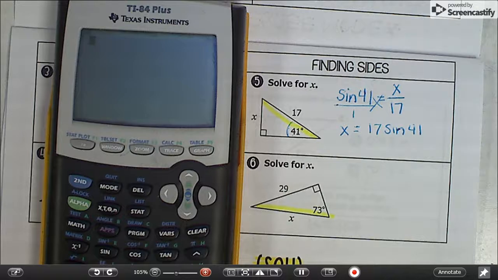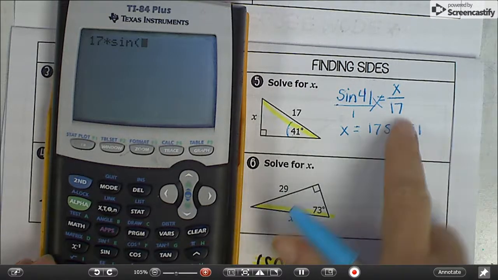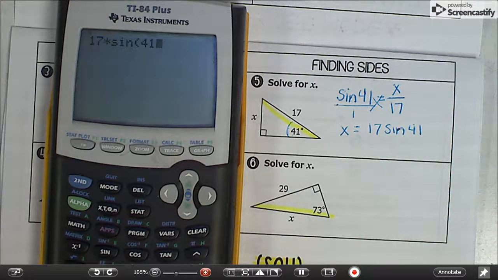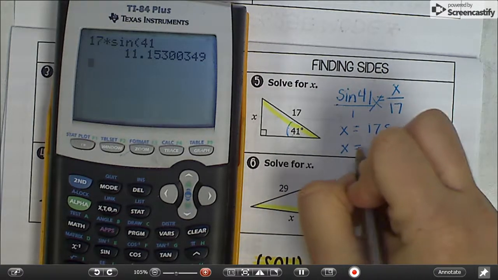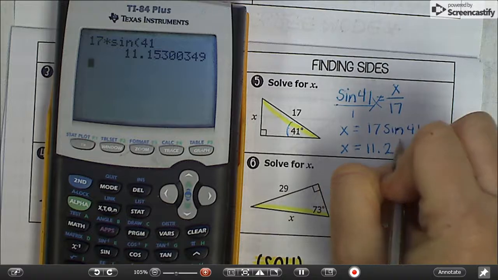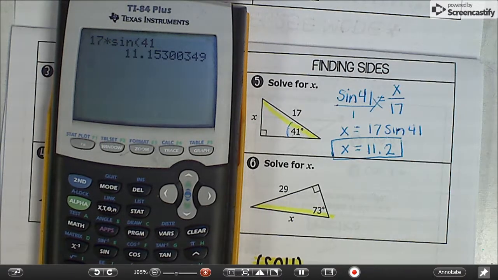Since we're not finding an angle, we're not going to use the inverse sine. We're just going to use the sine button. So 17 times sine and then the angle, 41. So it tells us that that side is 11.2 units long. So basically your calculator is doing most of the work if you know the relationship.